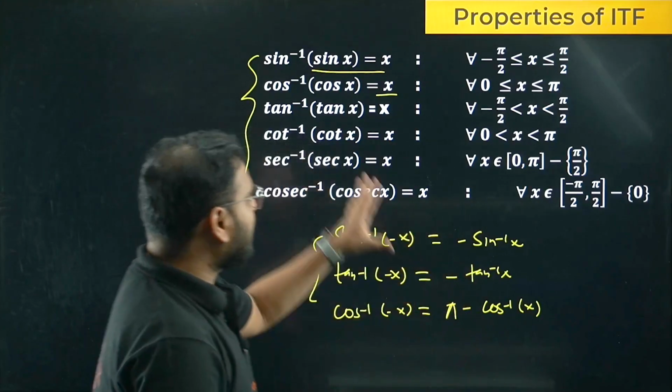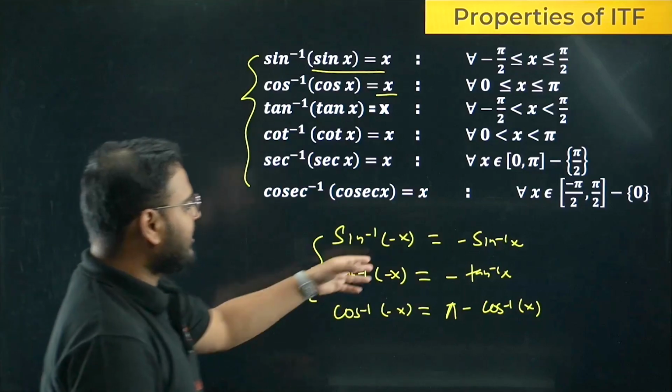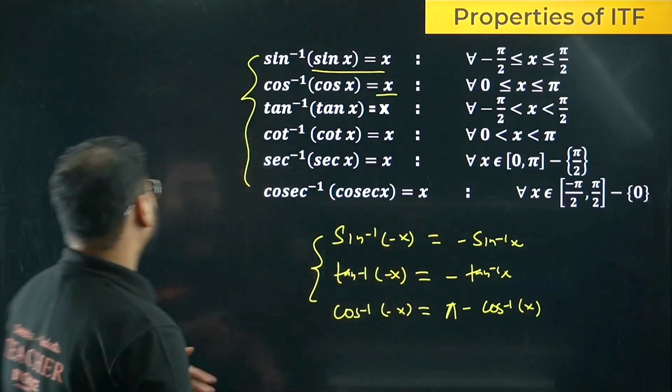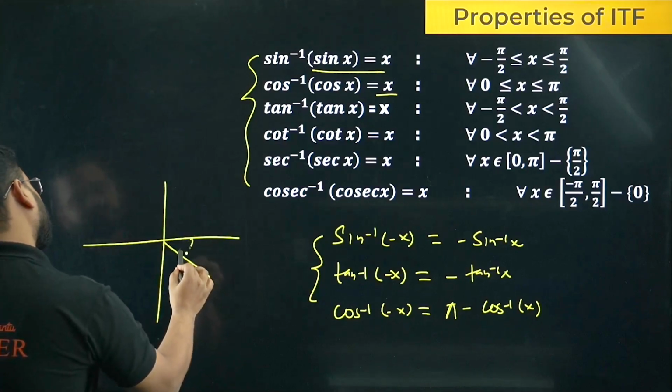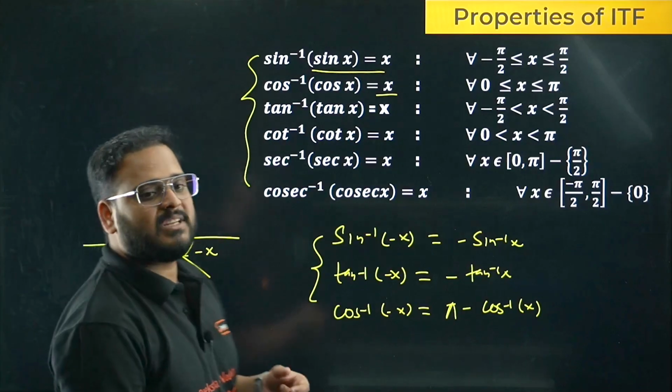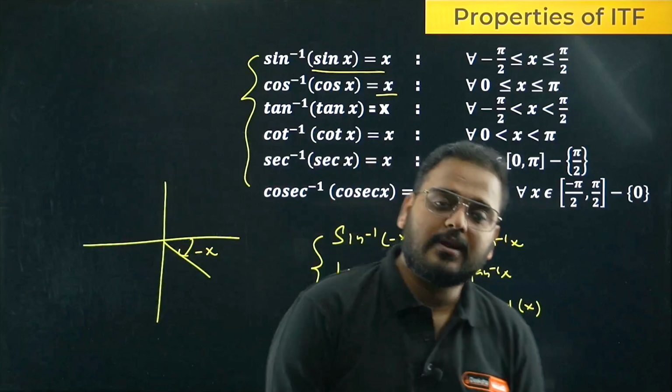These are again properties of ITF, sir, when we are dealing with negative angles. What is the meaning of negative angle, sir? Angle is over here. This is the meaning of minus x. That's the meaning of minus x. All of you agree? Yes, sir.